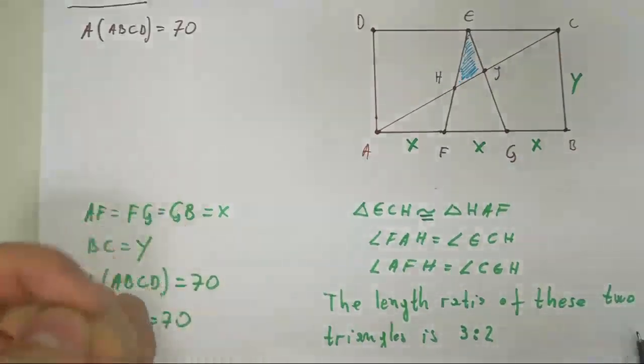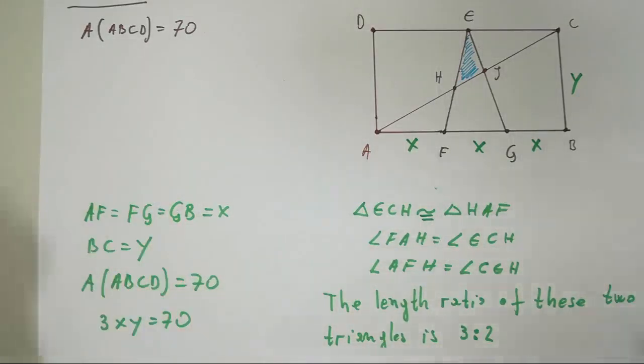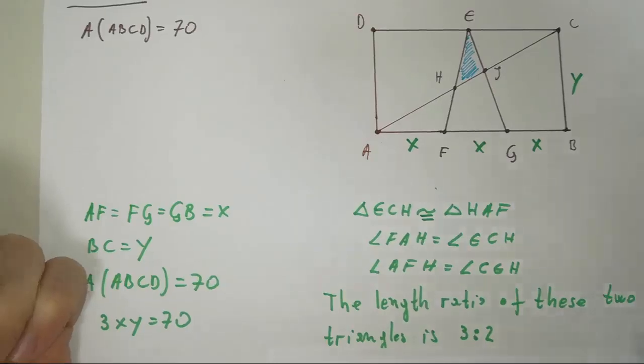It's asking for the area of the triangle EHJ. So I shaded it with the blue marker now. That's the question.